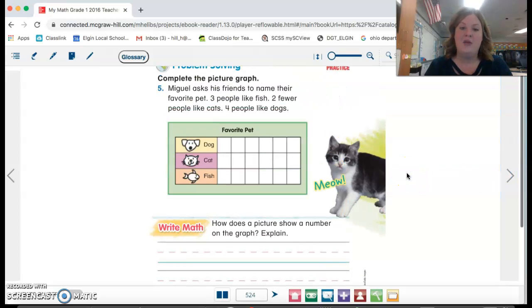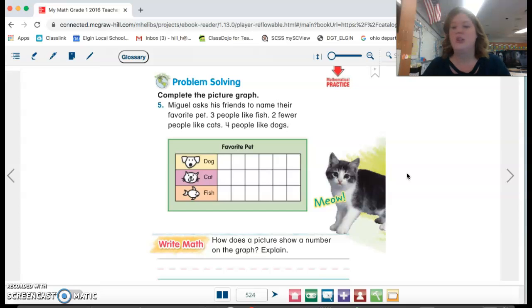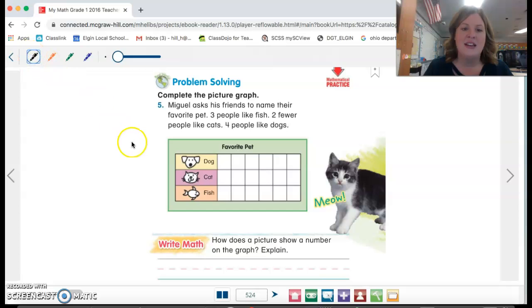Okay, on the back, we're all the way on the back, not your homework, just this part that looks like this. So make sure that your page looks like mine. All right, so it says problem solving. Complete the picture graph. Miguel asked his friends to name their favorite pet. 3 people like fish, 2 fewer people like cats, and 4 people like dogs. So we will do this part together, okay? So Miguel asked his friends to name their favorite pet. 3 people said they like fish. So I'm going to go down here to fish, and I'm going to put 3 X's.